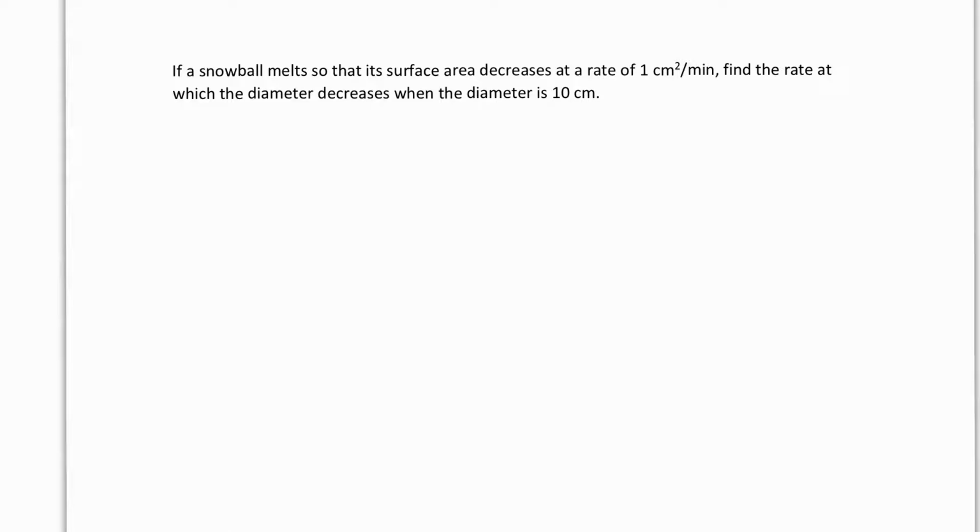If a snowball melts so that the surface area decreases at a rate of 1 centimeter squared per minute, find the rate at which the diameter decreases when the diameter is 10 centimeters. All right, let's draw ourselves a sphere for our snowball. And we're told something about the area. We're trying to find the rate of the diameter decrease. Let's give this x for diameter. So we're trying to find dx dt, the change in diameter.